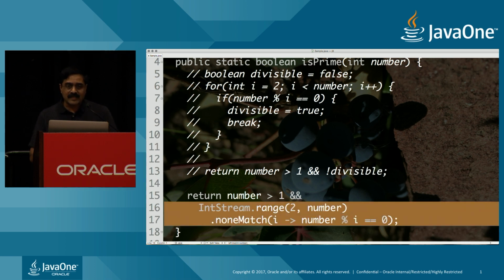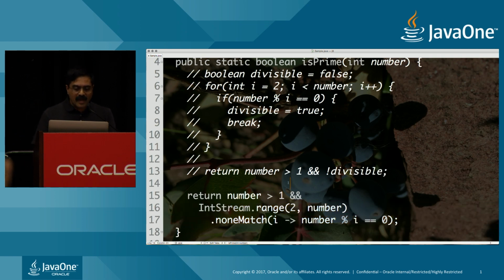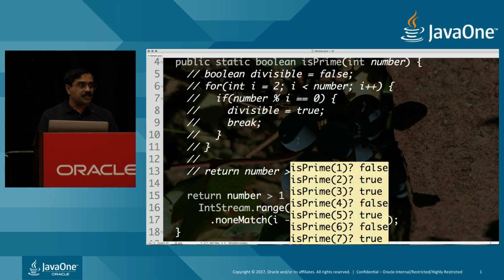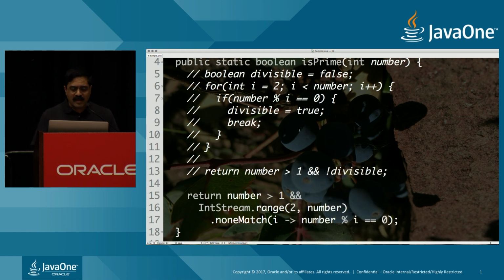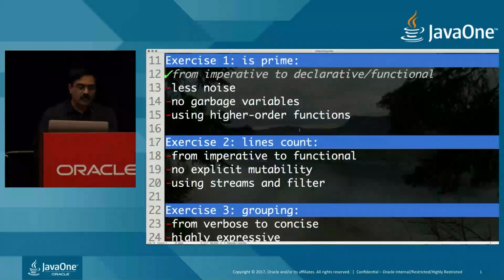You take much less effort to read this code and understand. Once we know what range and noneMatch mean, of course, that becomes a lot easier to work with. So that is an example of how we can use some of these ideas to create a little function that can tell us whether a number is prime, but more so to really iterate over the range of values and get the result we are looking for.